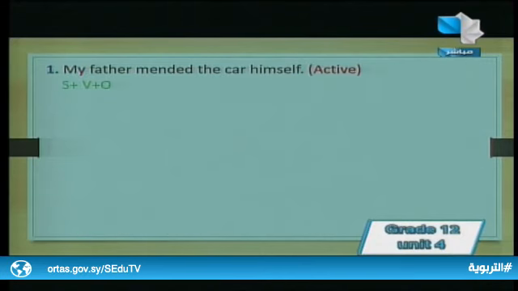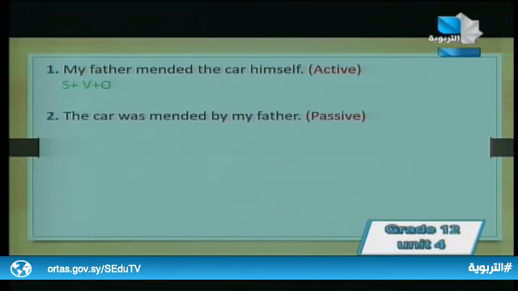Another sentence, the car was mended by my father, and this is passive voice, which was discussed in unit number 3 in the book. But now we are talking about what happened to the subject, not what the subject did. Any student, when he reads a sentence, if the sentence tells you what the subject did, I mean the subject is the doer of the action, it is active. If it tells him what happened to the subject, it is called passive. And this is another structure.